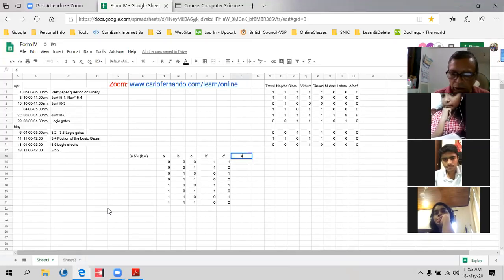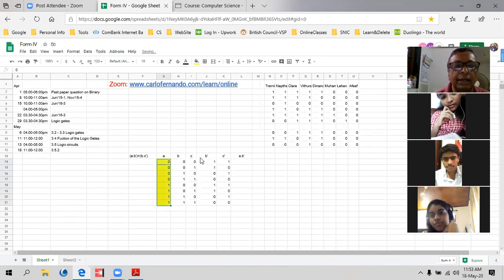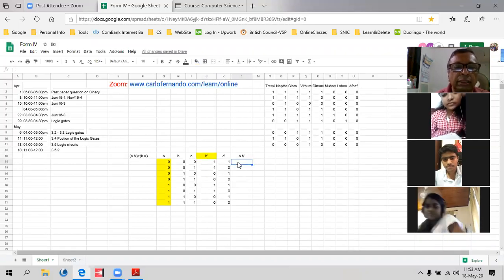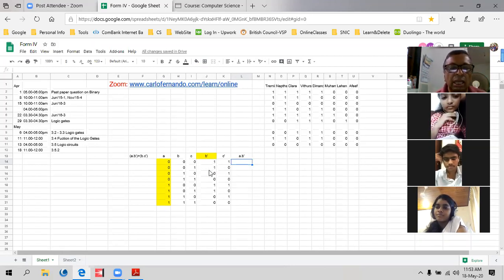A dot B bar. That means A and B bar: 0 and 1 is 0. Instead of doing all that, we can go to where we get 1 and 1. 1 and 1 is 1; these two are 1, and that's all. All the others, put 0. That's a shortcut, instead of checking everything.